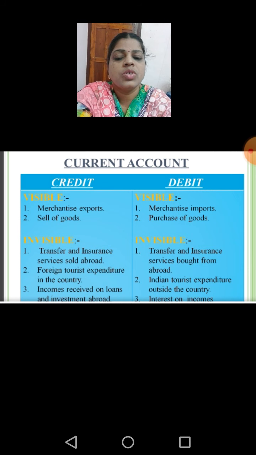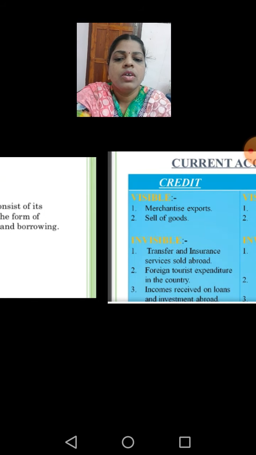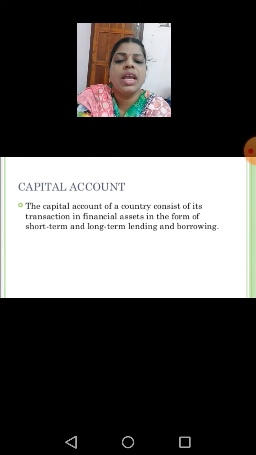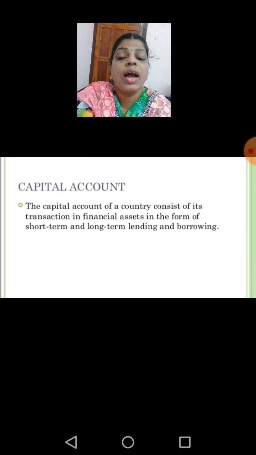So children, these are the differences between the credit as well as the debit items. Next is the capital account. So children, so far we have dealt with goods, isn't it? That is in the current account.